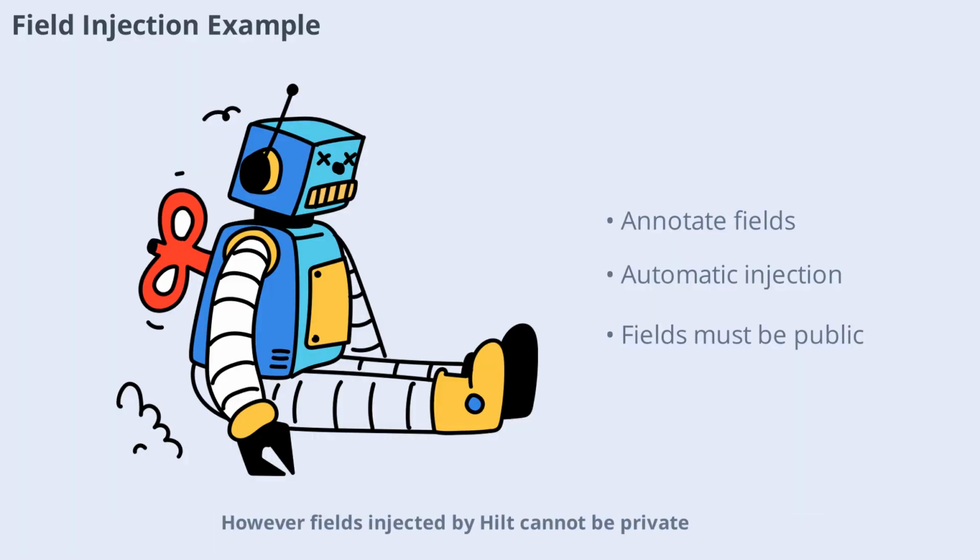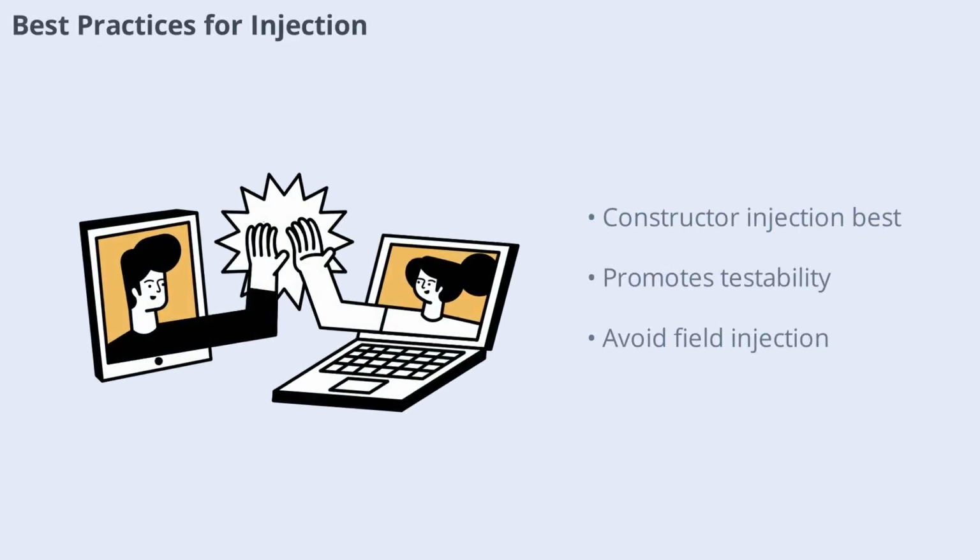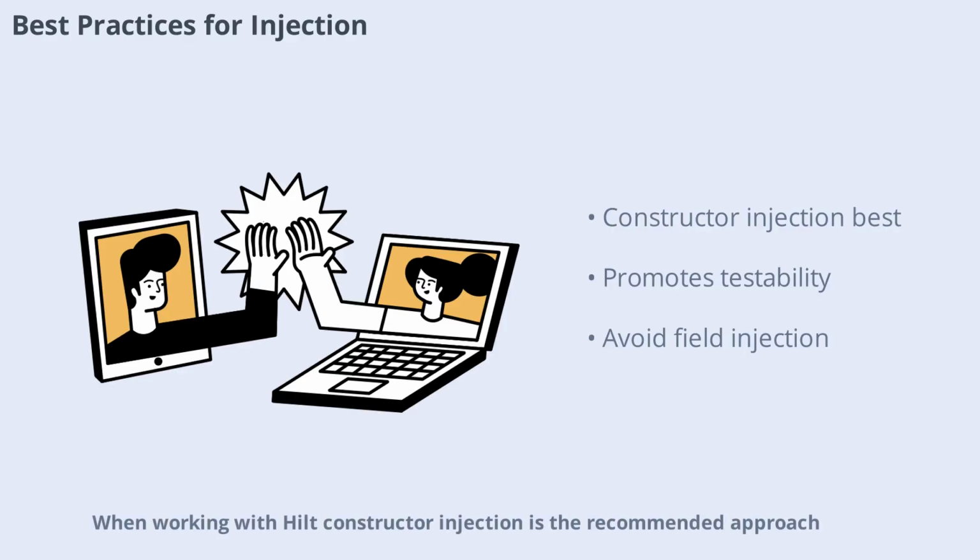However, fields injected by Hilt cannot be private, and attempting to inject private fields results in compilation errors. While field injection can be useful, constructor injection remains the best practice for most scenarios. Working with Hilt, constructor injection is the recommended approach. It ensures that dependencies are provided during object creation, promoting better testability and maintainability.